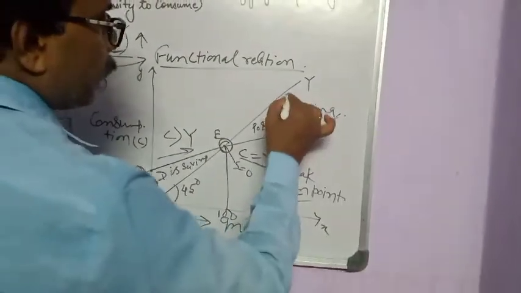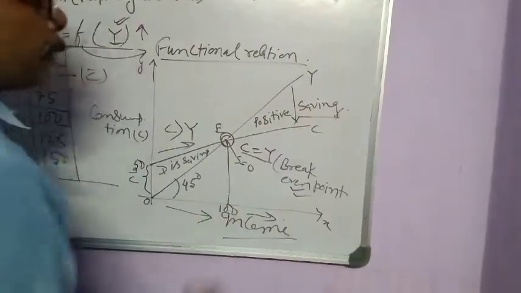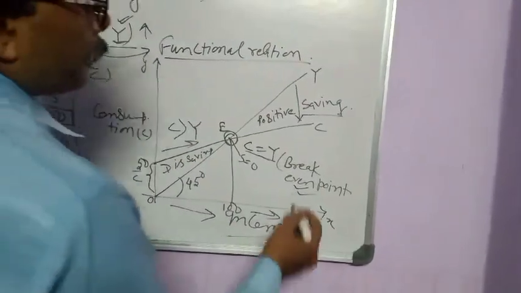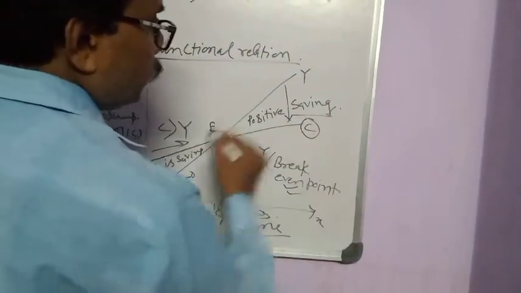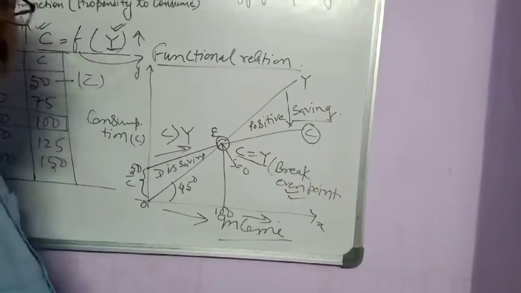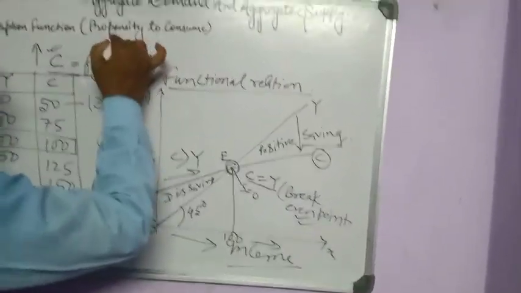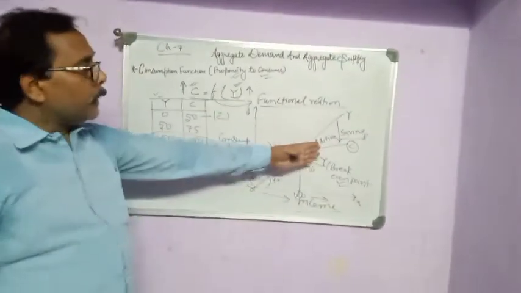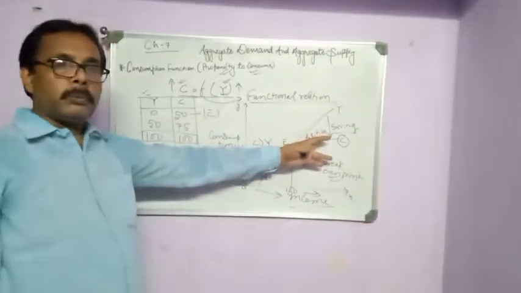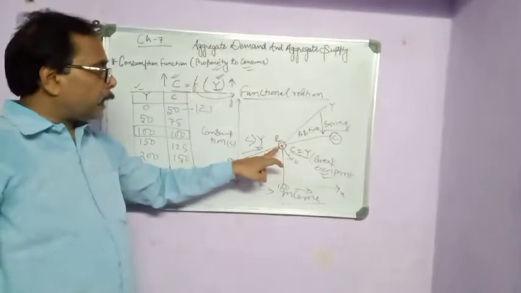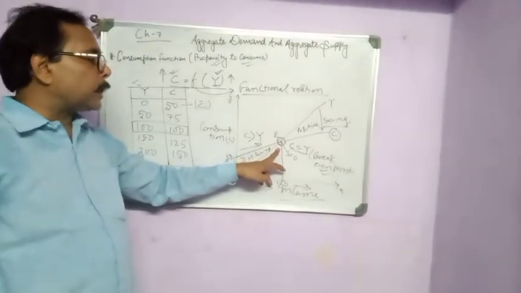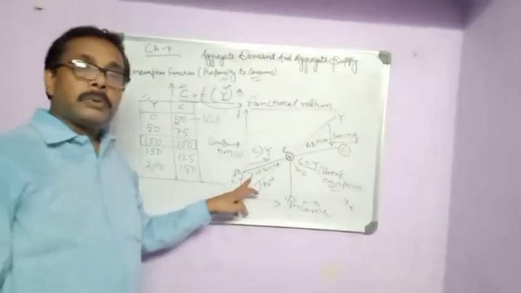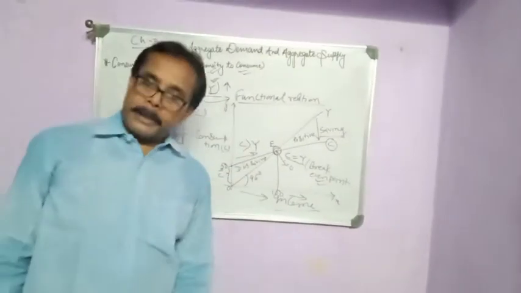but the consumption line is below the income line. So it indicates that the whole income will not be consumed. A part of it is saved, and this is known as propensity to consume. So here the propensity to consume has decreased. Here the propensity to consume is equal to income, and here the propensity to consume is higher than the income.